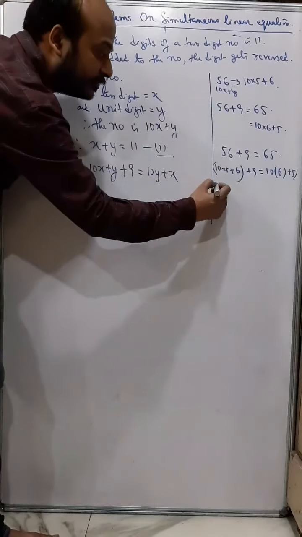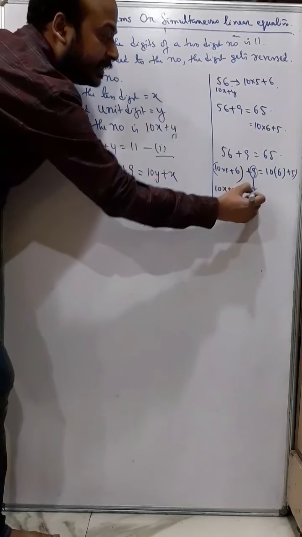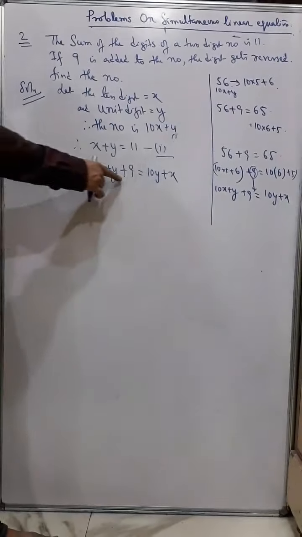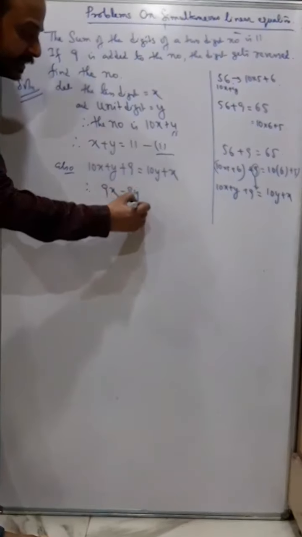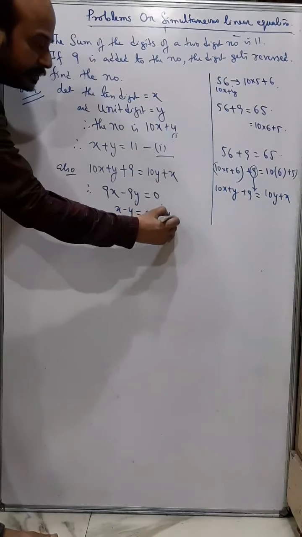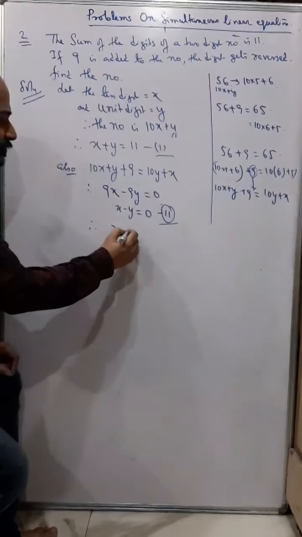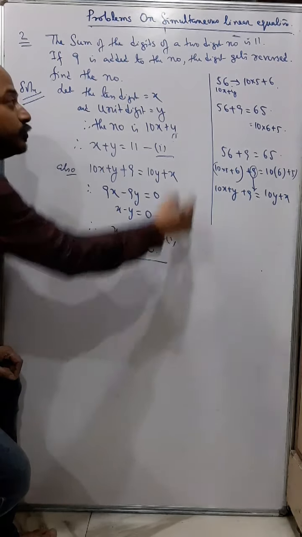Now compare with algebra. Original number was 10x plus y. With 10x plus y I am adding this 9. Then the equation will become 10y plus x. Understand? So that is what I have done here. Now from there I will get the second equation. 10x minus x I will get 9x, and y minus 9y is equal to 0, and then I get x minus y is equal to 0, and this will be my second equation. After solving this I can get x plus y is equal to 11 and x minus y is equal to 0. I am just solving to show you that I am getting the same.